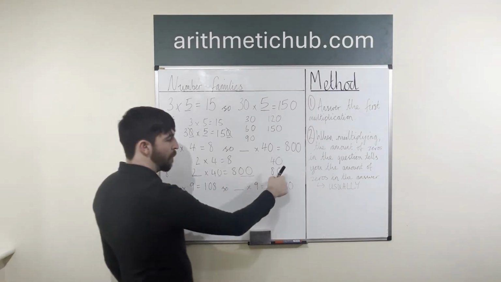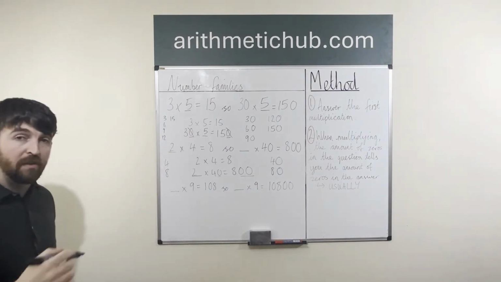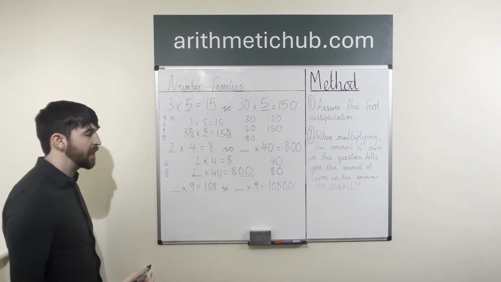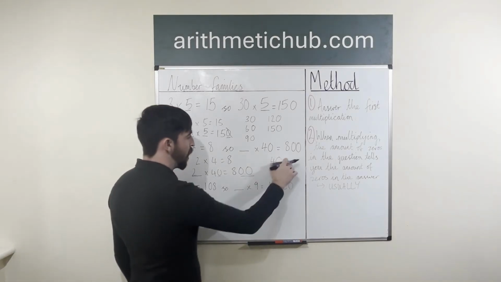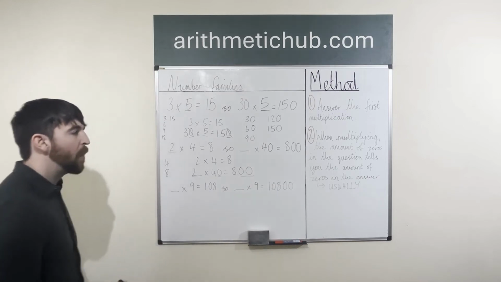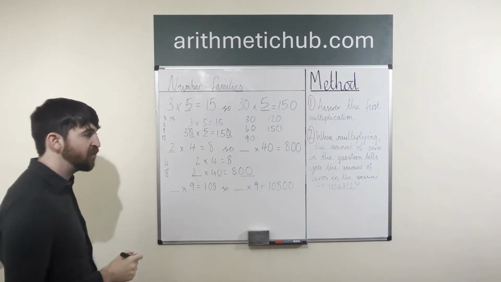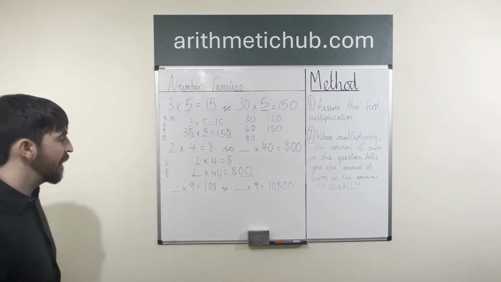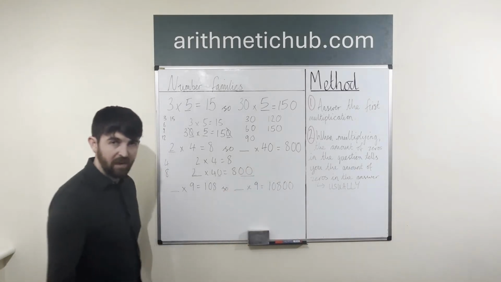Because we've only got 1 0 in our answer, because we've only multiplied it by 10. So instead, what we're going to have to do is have a look at this second part of the question here. When multiplying, the amount of zeros in the question tells you the amount of zeros in the answer. So I've got 2 zeros in my answer.